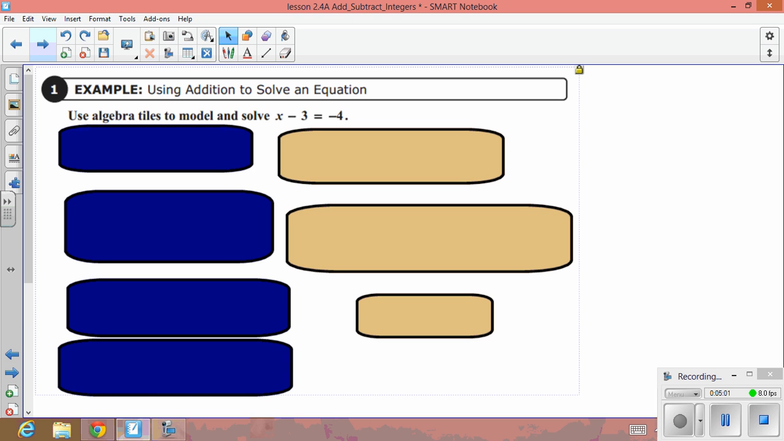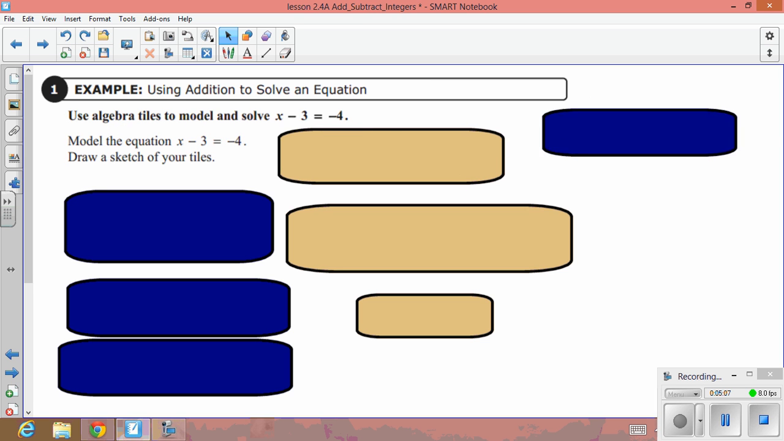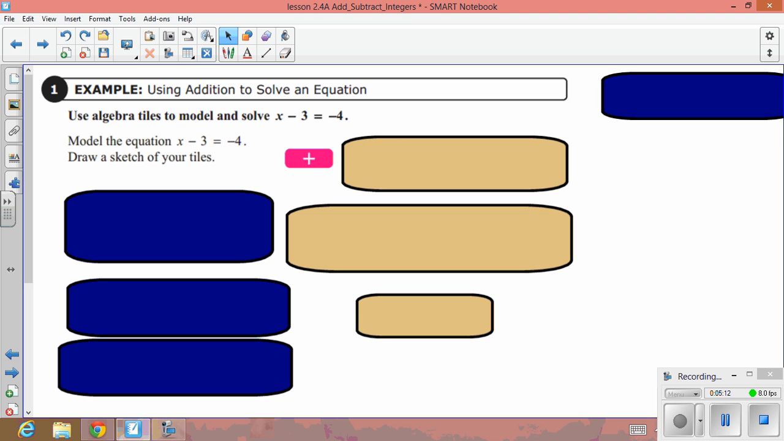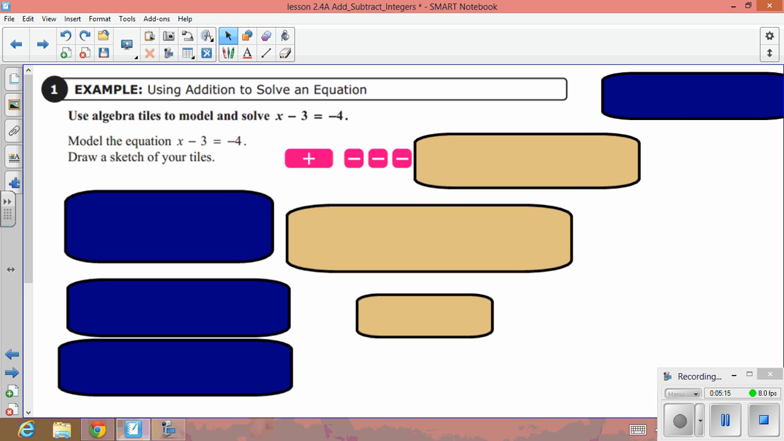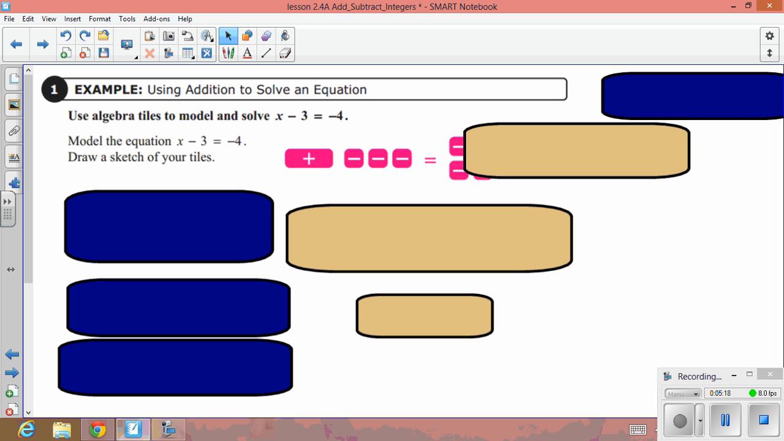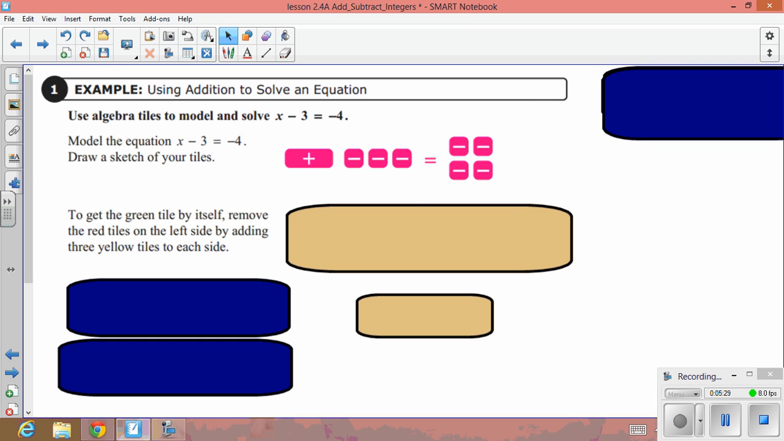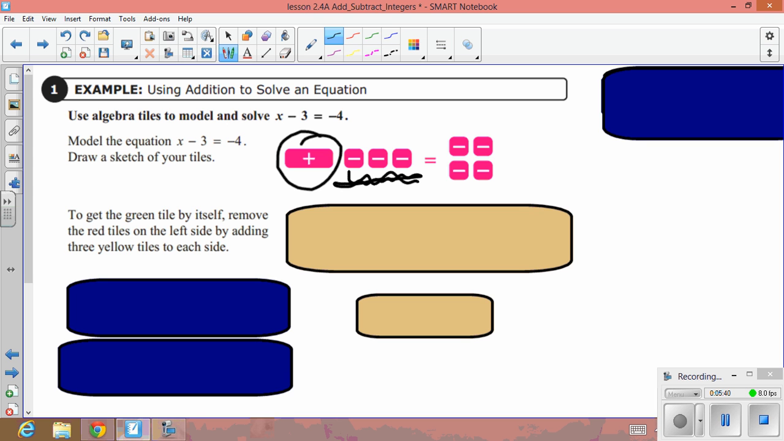We're going to use tiles to model x minus 3 equals negative 4. Alright, so we'll have our variable for x minus 3, and then equals, and 4 negatives. You notice that the coloring's not necessarily the important part, it's just making sure that you use the plus and the minus. Alright, so what we want to do, we want to get the variable tile, which would be this, all on its own. So that means this is the piece that we need to get rid of.